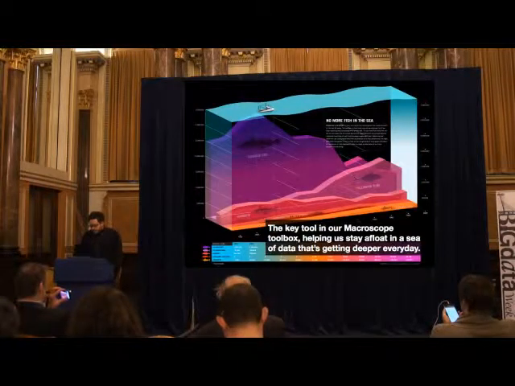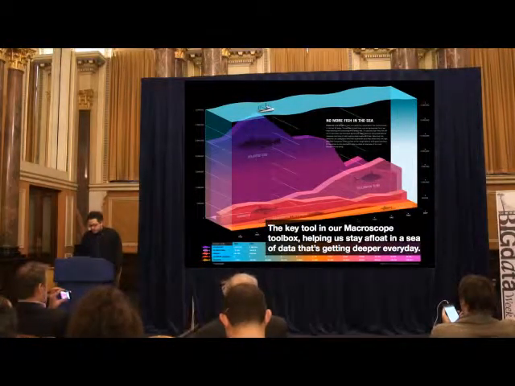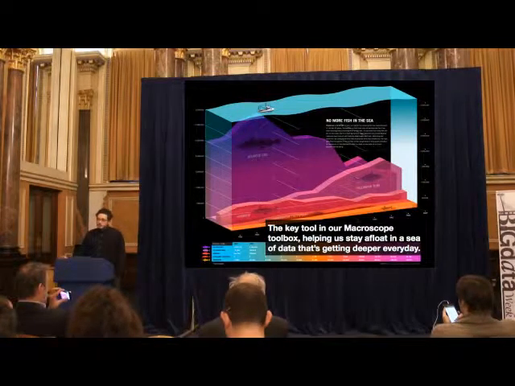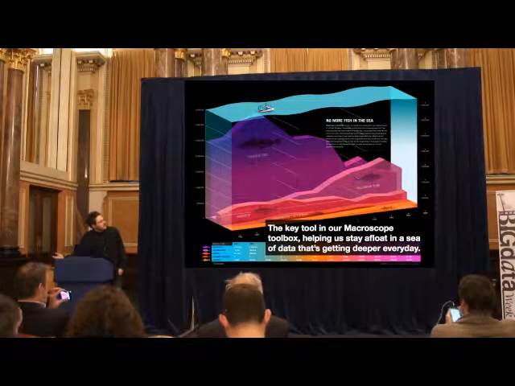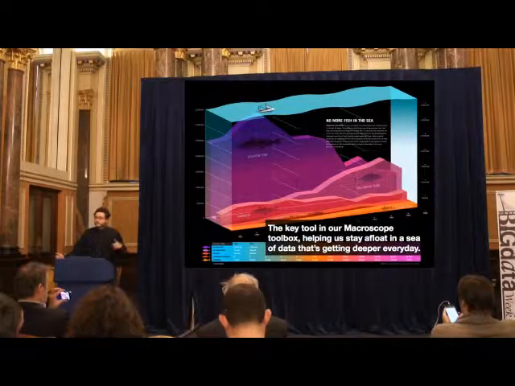And I think what's interesting is data visualization is one of the key parts of this new toolbox, the microscope, and it's what is probably going to allow us to stay afloat in this sea of data.